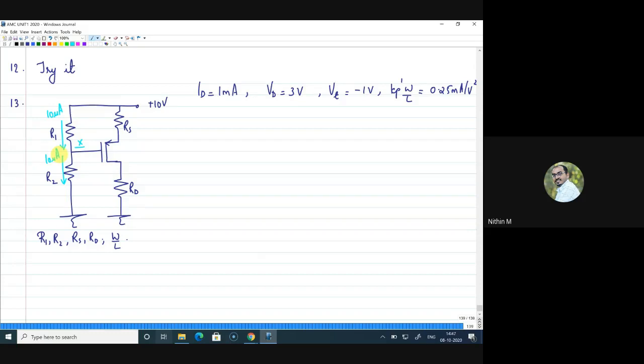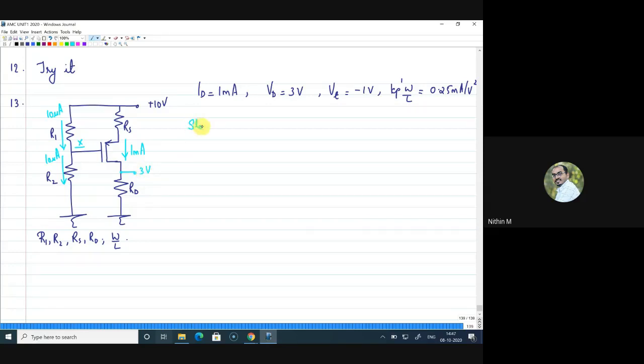Right. Since it is a design question, you have to arrive at the resistor values and the transistor W by L, but transistor W by L finding is easy in this case. Now ID is given as 1 milliamp. Given that VD is equal to 3, this node is equal to 3 volt. So what is the value of RD?